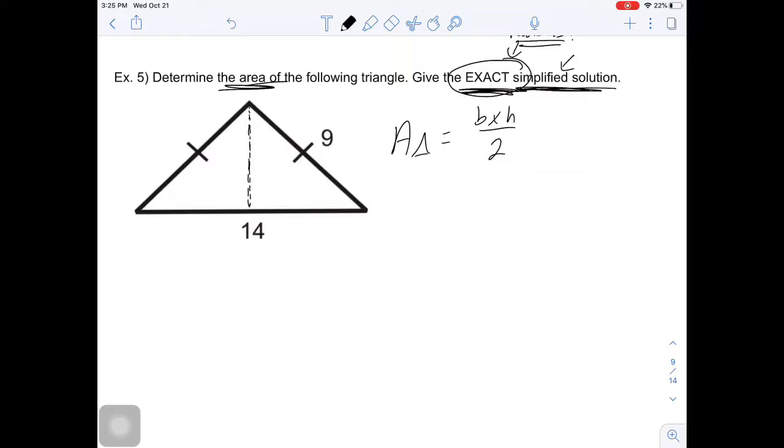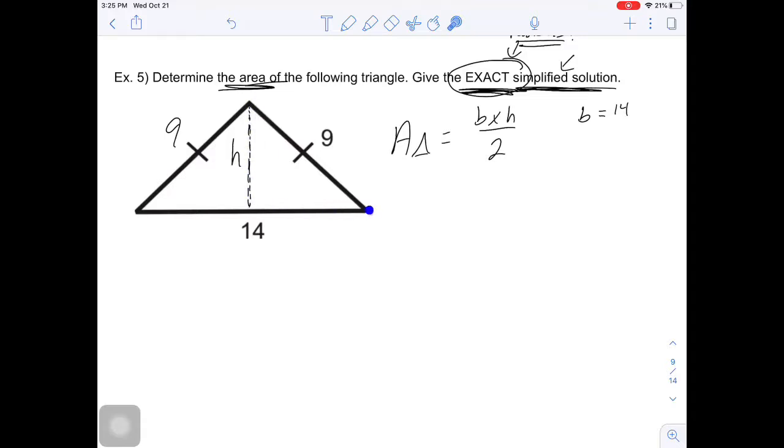Okay, so recognize that this is an isosceles triangle. So this side also equals 9. That's what that line means there. Now this is my height. I have my base. My base equals 14, but I really need to figure out this height.